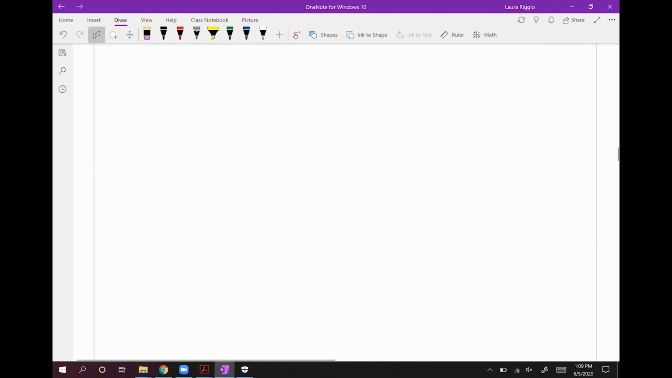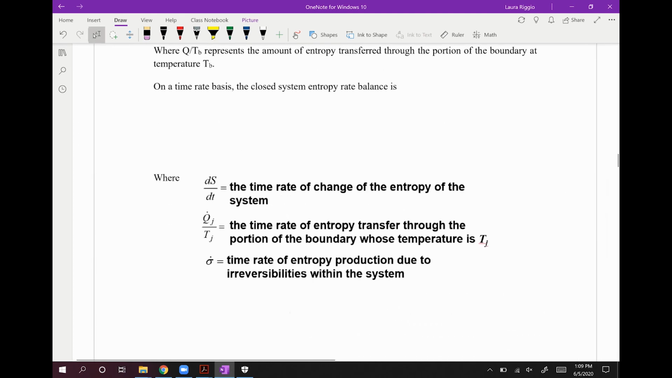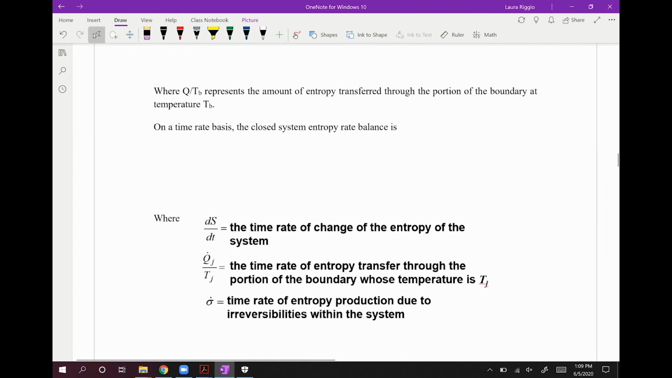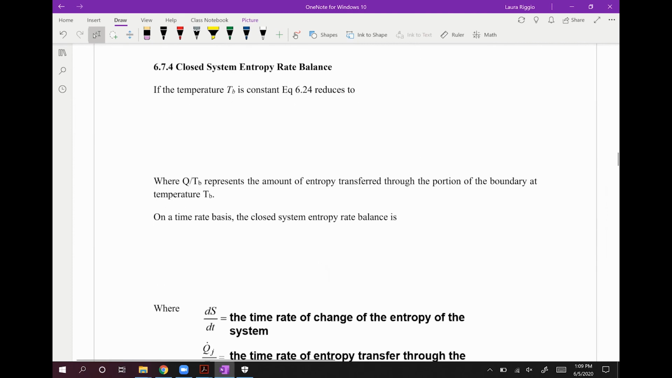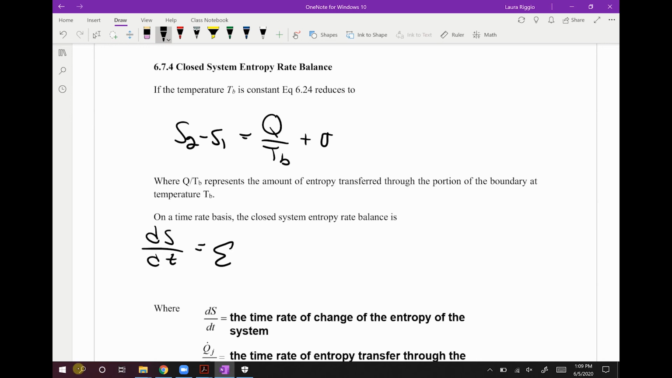The last thing that I want to go over in this lecture is just stating the fact that we can also have it be rate-based, so we know that our change in entropy is equal to our heat transfer over our temperature, which is occurring plus sigma. If this was supposed to be on a rate basis, we'd have dS/dt is equal to the sum of whatever heat transfer is occurring at whatever boundaries plus our rate of entropy production.